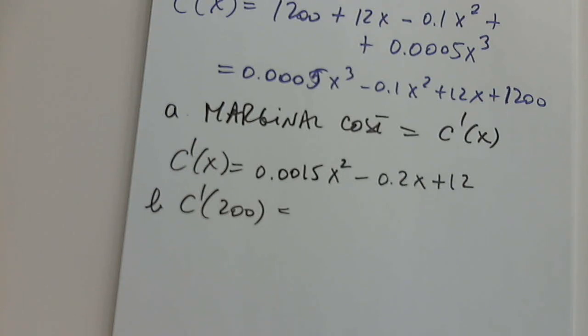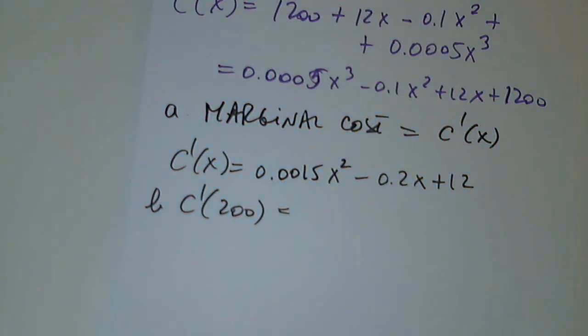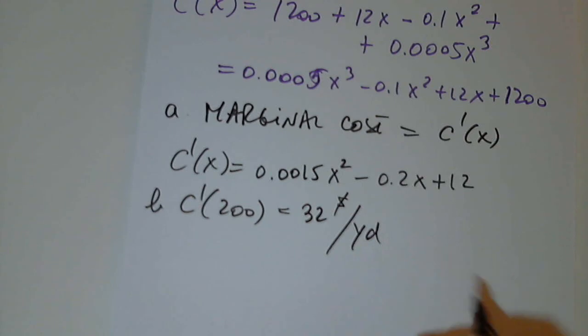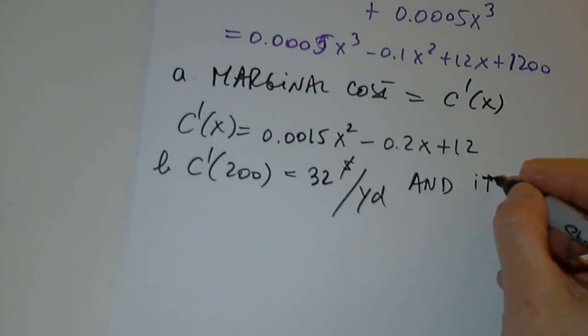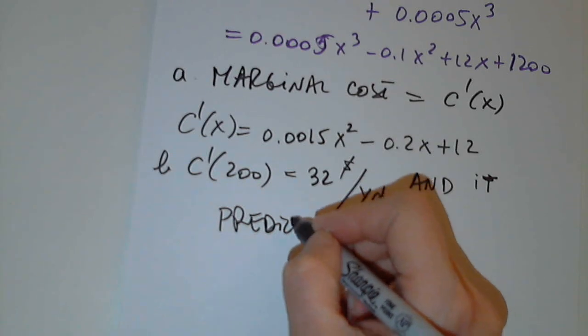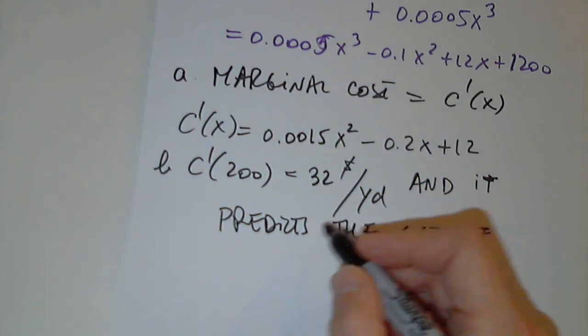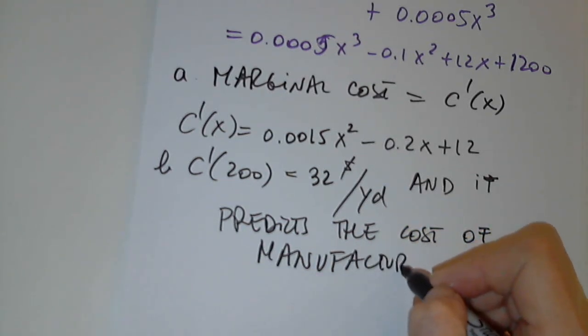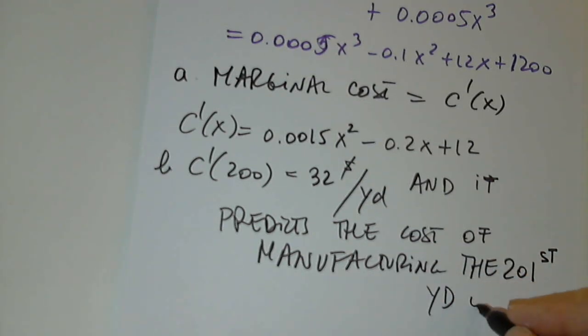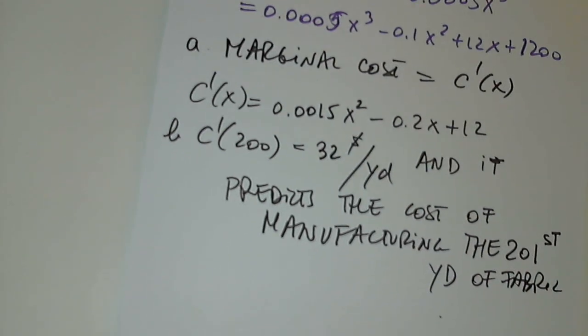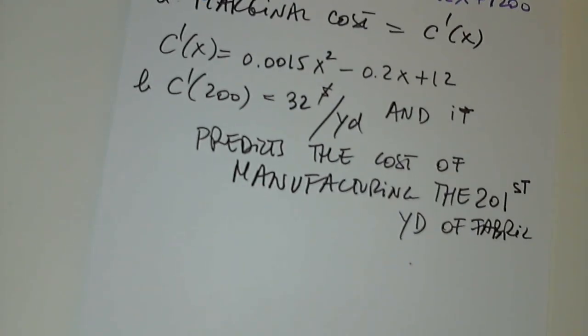Do not look at the first function. I don't care for the first function right now. I care about the second function, which is the derivative. So c prime of 200 is $32 per yard when we manufacture 200 yards. And this is important, this amount predicts the cost of manufacturing the 201st yard of fabric. It predicts the cost of the next yard of fabric, the 201st.